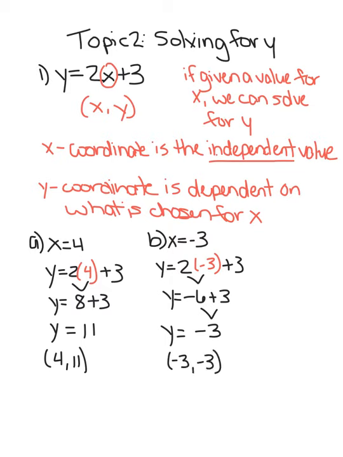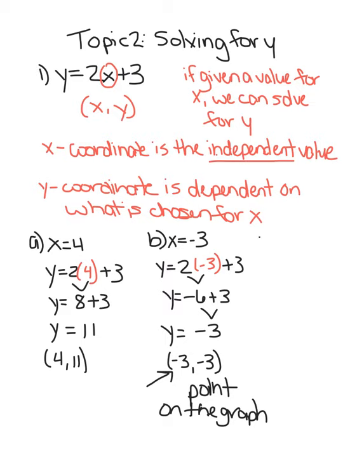They happen to be the same values. So the x coordinate's -3, the y coordinate's -3. Make sure you're putting parentheses around this ordered pair. The parentheses are what tell it's a point, right? This is a point on the graph. Y equals 2x plus 3 makes a graph.